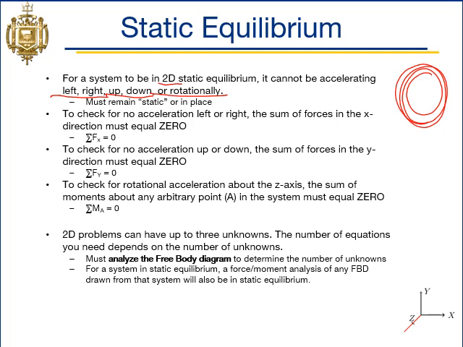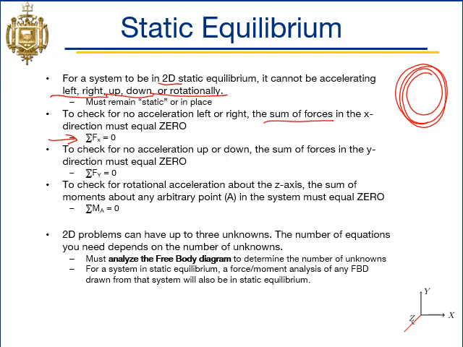So how do we check for these conditions of static equilibrium? We have three equations that we have to build to check that the conditions are met. The first condition is that the sum of forces in the x direction is equal to 0. Because F equals ma, if acceleration is equal to 0, the sum of forces in that direction is also equal to 0, and that tells us our object is not moving. So our first equation is the sum of forces in the x direction equal to 0.